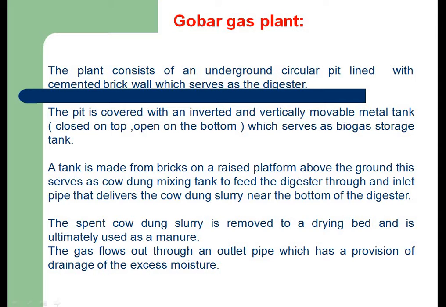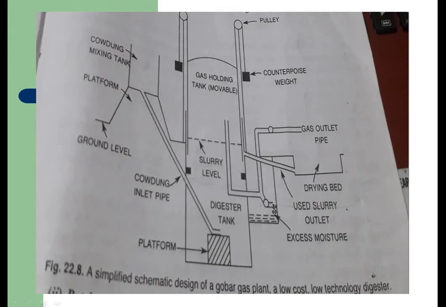A tank is made from bricks on a raised platform above the ground. This serves as a cow dung mixing tank to feed the digester through the inlet pipe and delivers the cow dung slurry near the bottom of the digester. The spent cow dung slurry is removed to a drying bed and is ultimately used as manure. The gas flows out through an outlet pipe which has a provision for drainage of the excess moisture. So this is the gobar gas plant. In the convent, we use the gobar gas for cooking purposes. We have a gobar gas plant here.